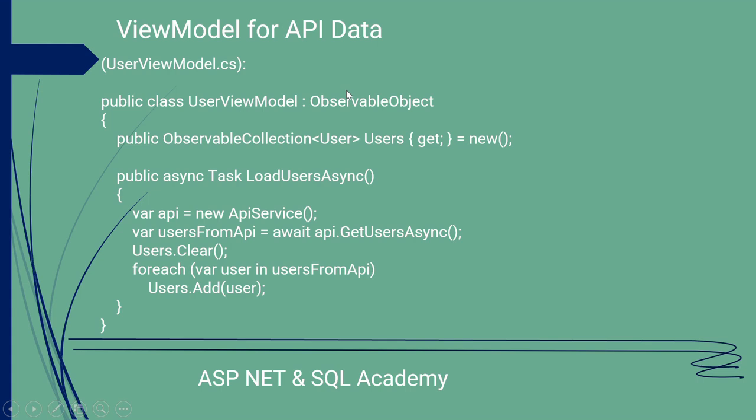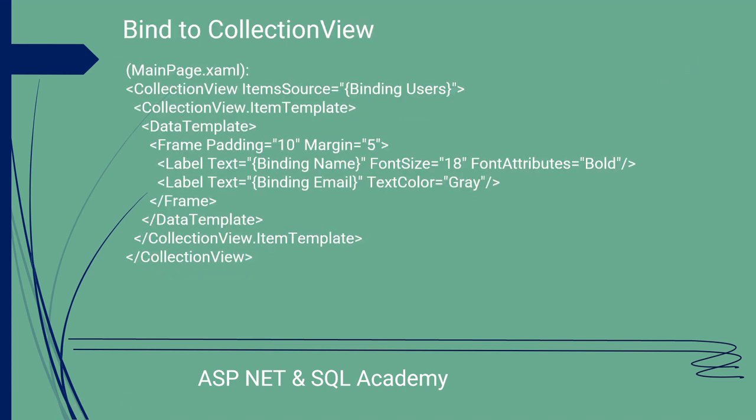The view model fetches the data and updates an observable collection so that the UI reflects the latest values. The UI uses CollectionView to display users fetched from the API. Each item shows the name and email address.